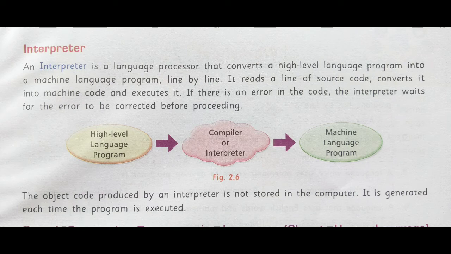Interpreter. An interpreter is a language processor that converts a high-level language program into a machine language program line by line. It reads a line of source code, converts it into machine code and executes it. If there is an error in the code, the interpreter waits for the error to be corrected before proceeding. The object code produced by an interpreter is not stored in the computer. It is generated each time the program is executed.